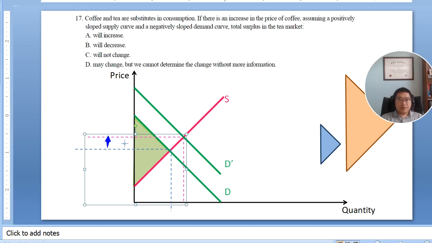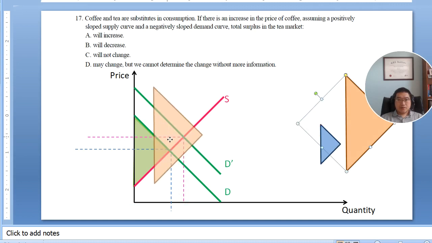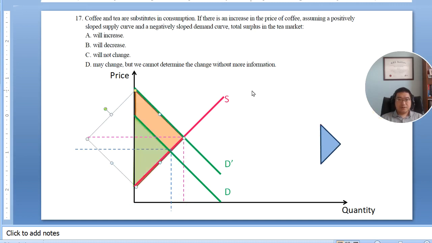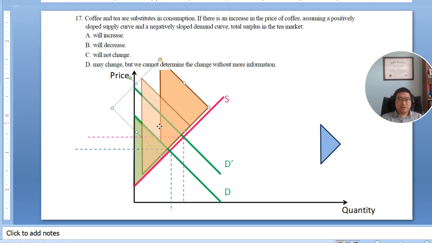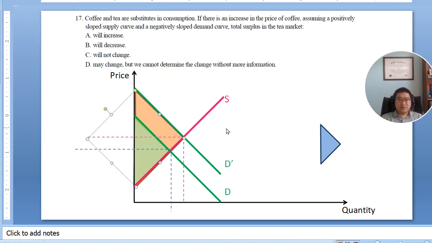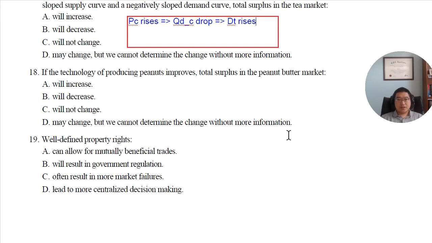Higher equilibrium price, higher equilibrium quantity. Okay, and then what do we have? We have a new total surplus. Now you can see this orange-like triangle. This triangle is larger than the green triangle, so that's our answer, right? That's our answer. Okay, now look at question 18.